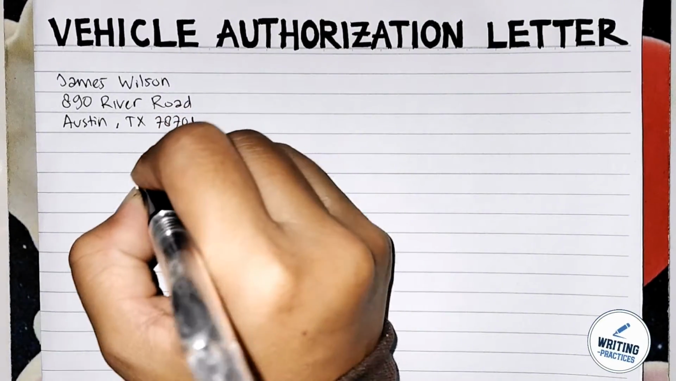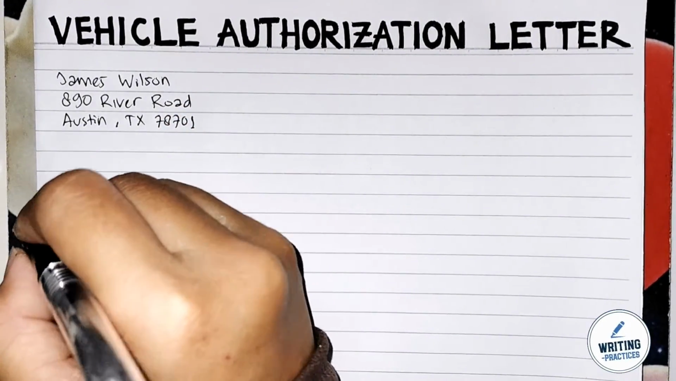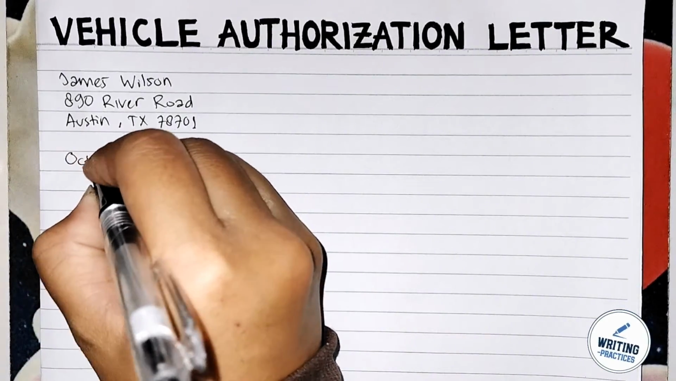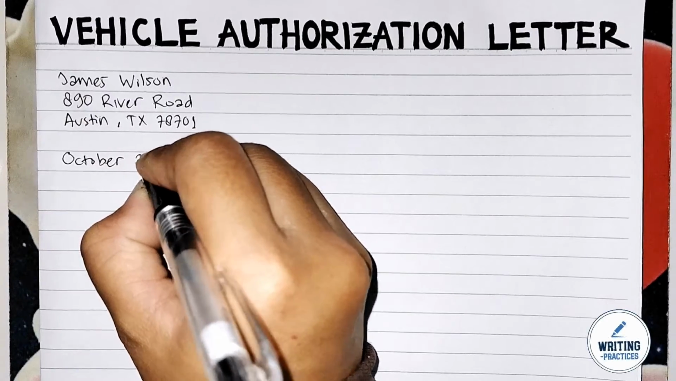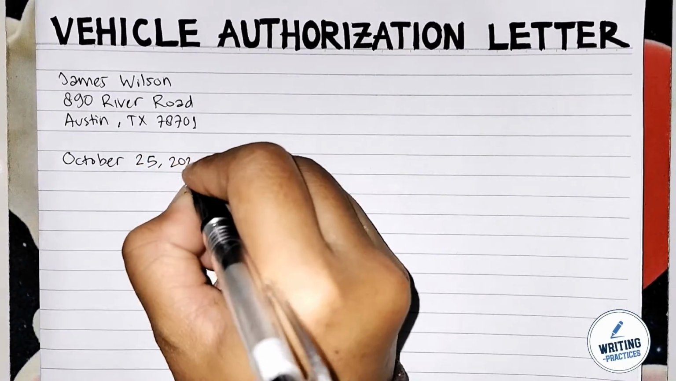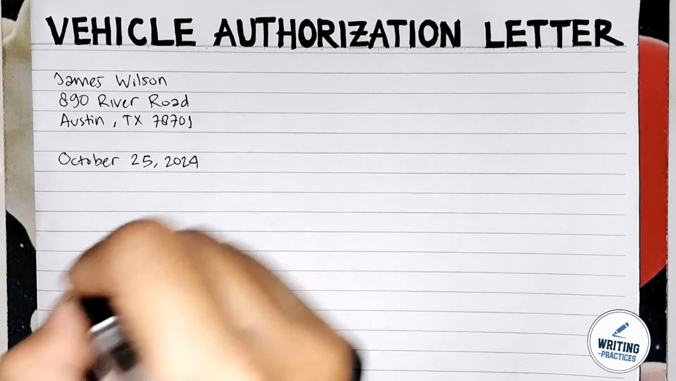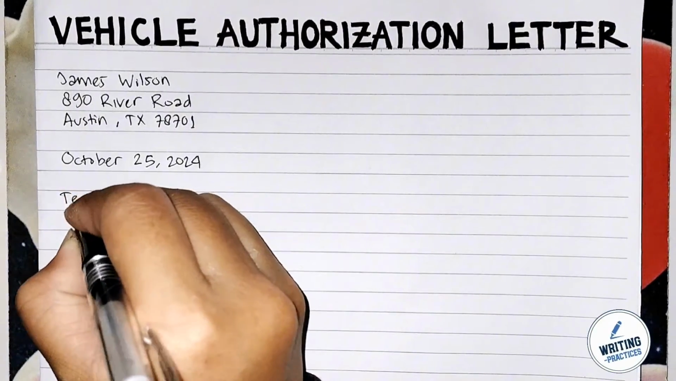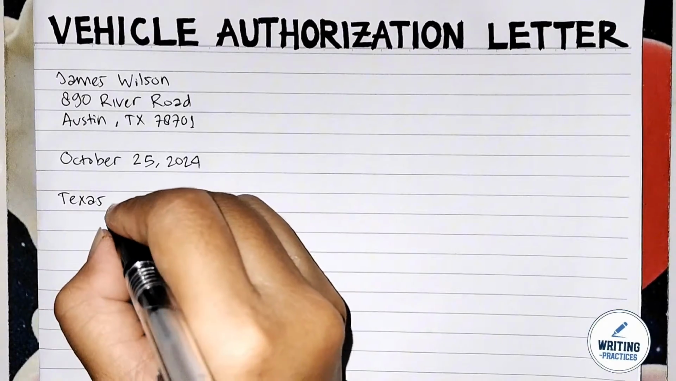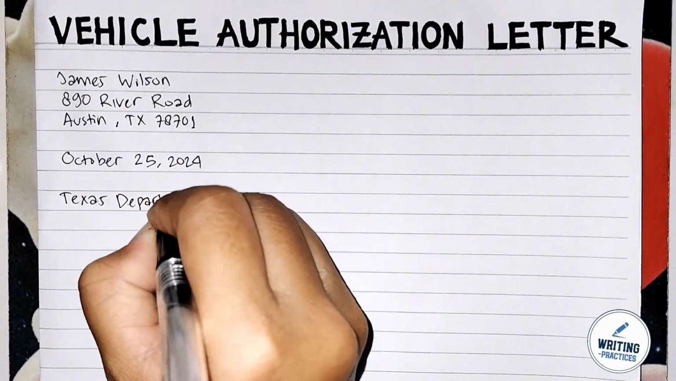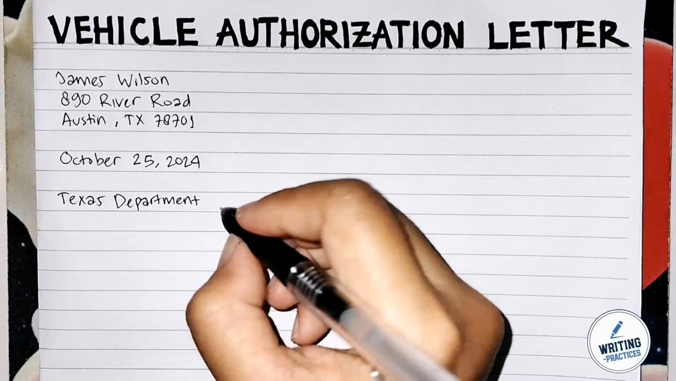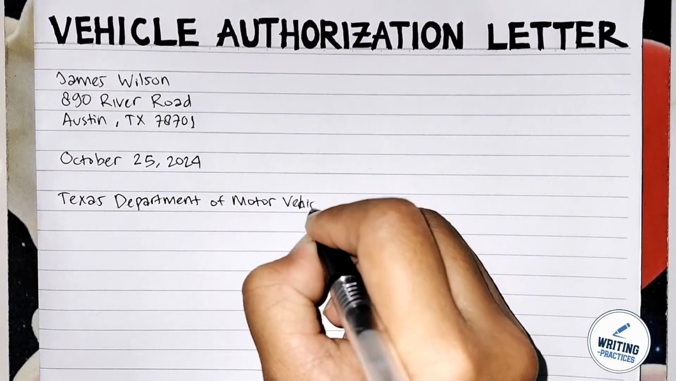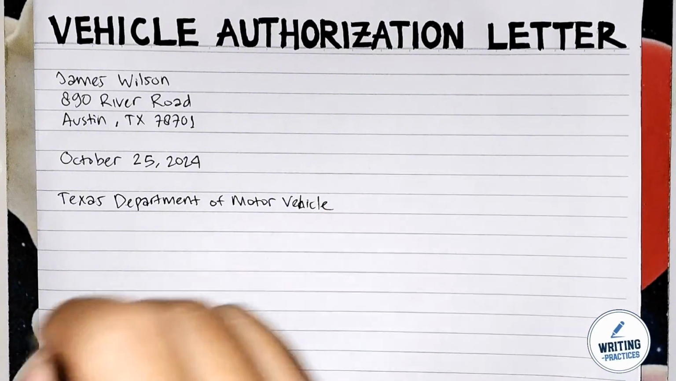Here, Writing Practices will show you how to write an authorization letter for a vehicle step by step. Check this out. First of all, you need to write your full name. Under it, write your home address. Don't forget to include the number, street name, city, state, and zip code. And you can also give your contact information like phone number and email address. After that, write the date of the letter. It is the date when you write the letter, with the format of month, date, and year.